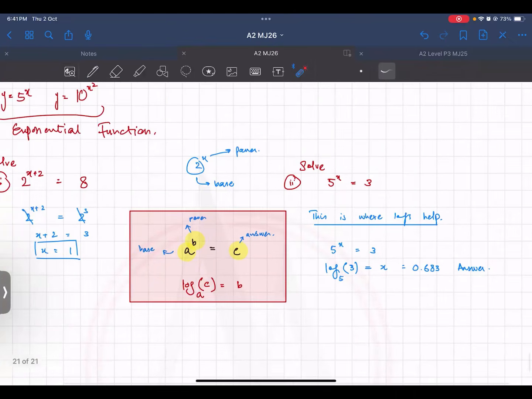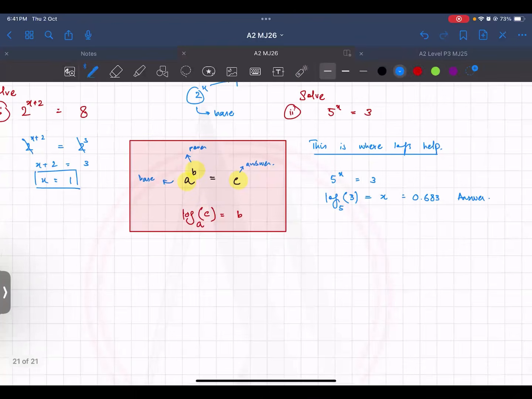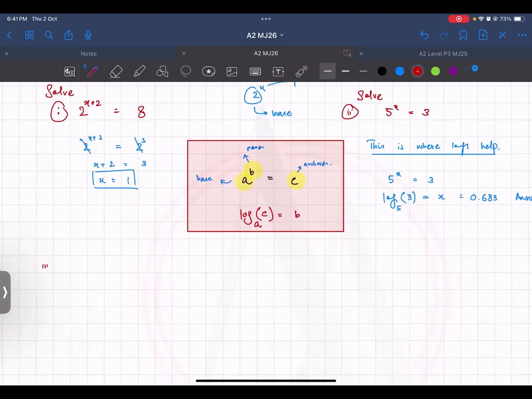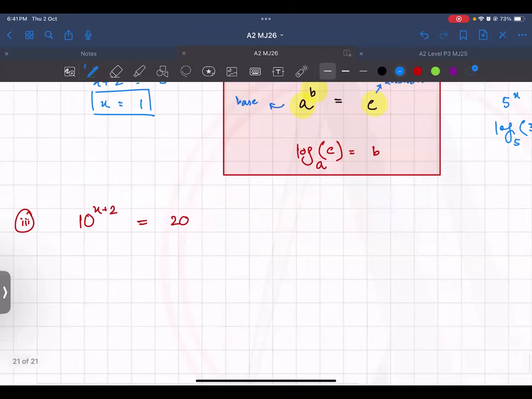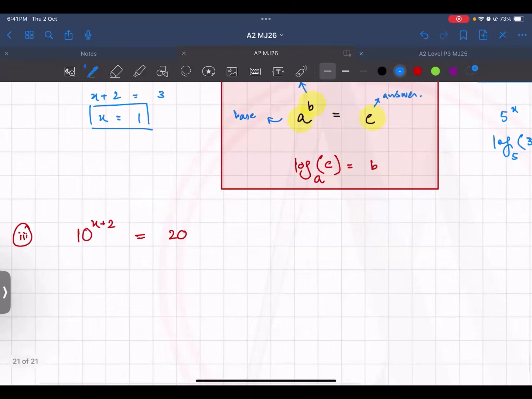This is where the logs are coming in. For example, let me give you another one. If they ask you to solve 10 power x plus 2 is equal to 20, again you cannot write the 20 as a power of 10. So you will convert it into logarithmic form. So log with the base of 10, because the base in the upper equation is again 10. And after the equals sign it is written 20, so that comes inside the log. And whatever the power is, x plus 2, comes outside.